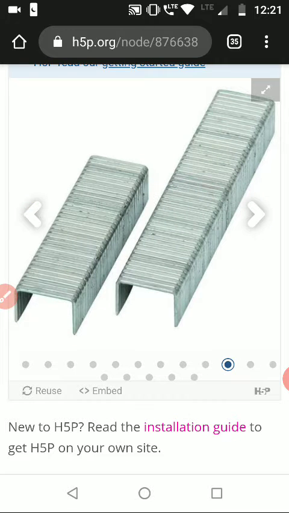This is stapler pins. These are made up of metal, aluminium, and they are hard and sturdy. Aluminium can also bend easily. That's why it can be used as stapler. Iron does not bend so easily, so iron is not used as a stapler pin.